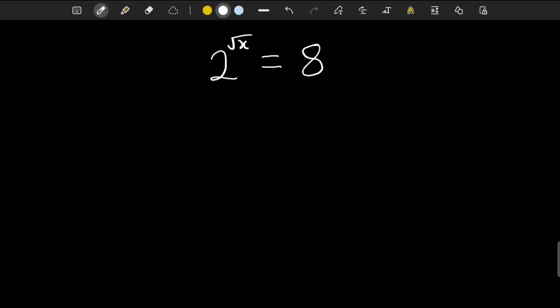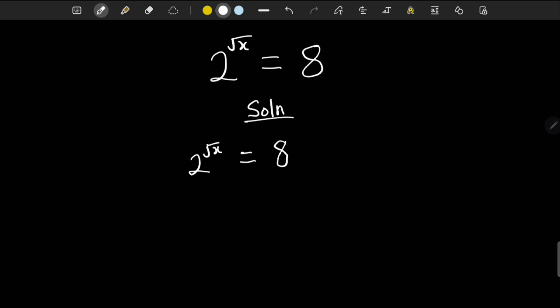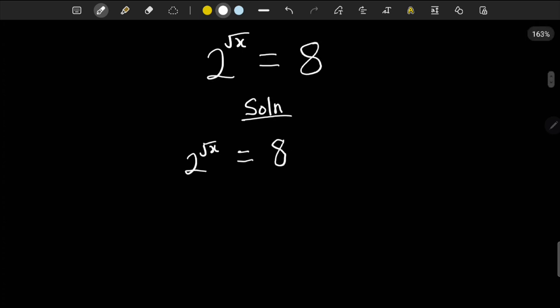We are supposed to find the value of x in this situation. So let's solve it together. To find the value of x, let's write our 2 raised to the power square root of x again is equal to our 8, right?